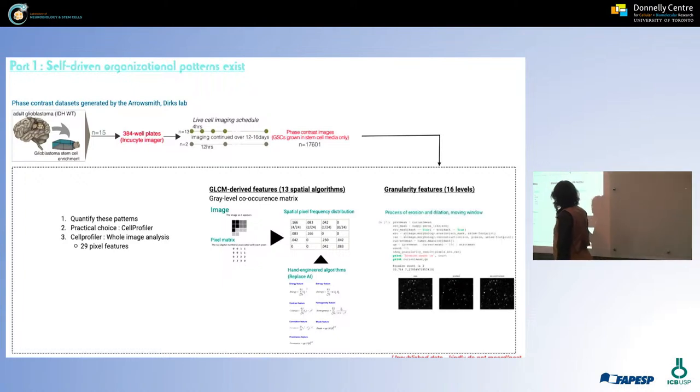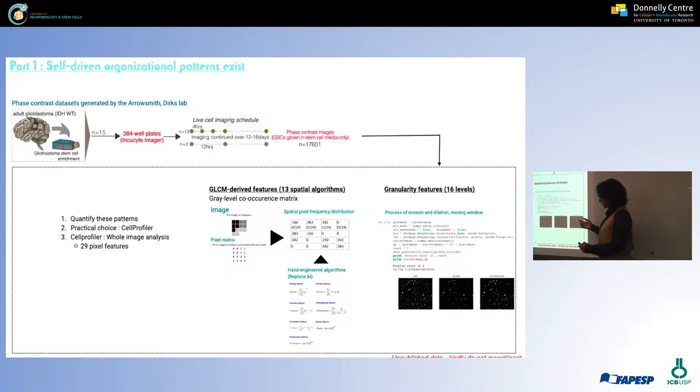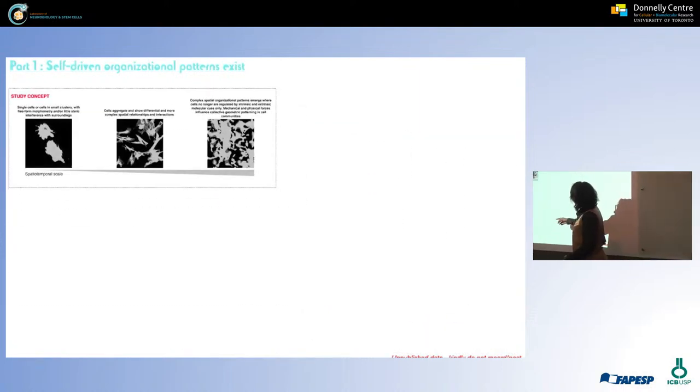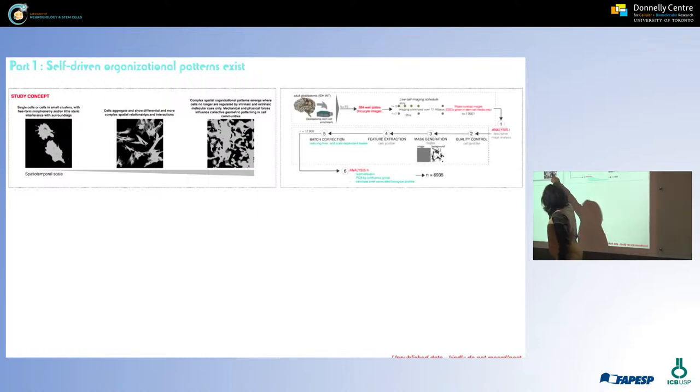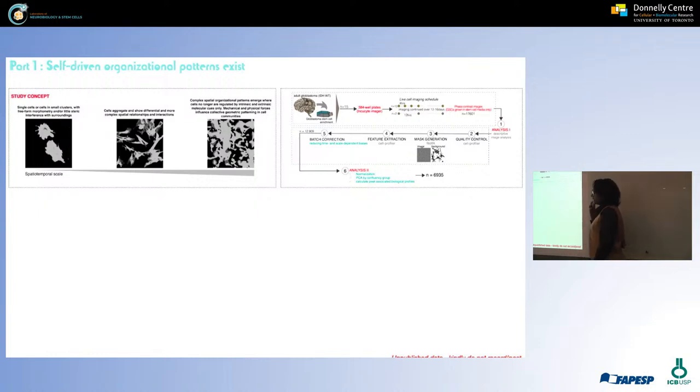Now, the granularity feature is different. It's a process of erosion and dilation. There's a moving window which goes across the image and picks out the size of your objects. In whole images, like the phase contrast images that I just showed you, you don't exactly see objects. But it sees clusters of cells or clusters of repeating patterns, and it computes a value per image. It's very abstract and difficult to understand, but it is just detecting repeating patterns that we as humans cannot capture.